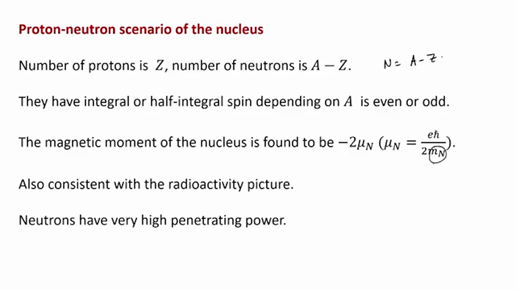So, the mass of neutrons is almost the same as the mass of protons, and they are typically 2000 times larger than that of electrons. So, with the mass being lighter for electrons, their magnetic moment is larger. Now, having the nucleus with protons and neutrons is also consistent with the radioactivity picture.